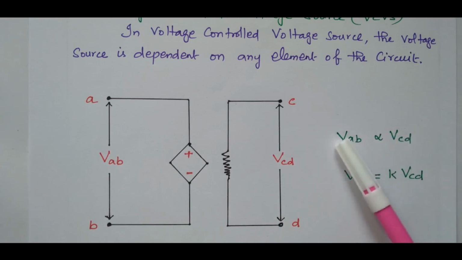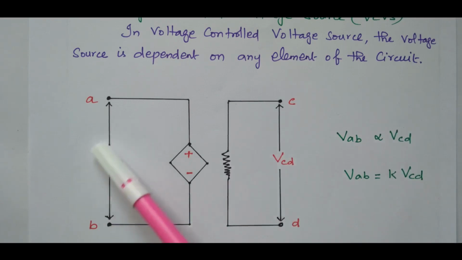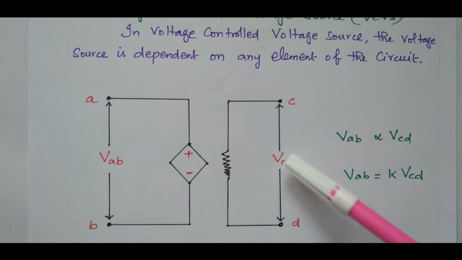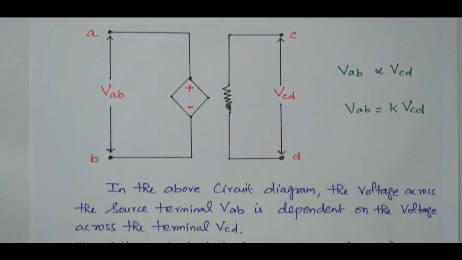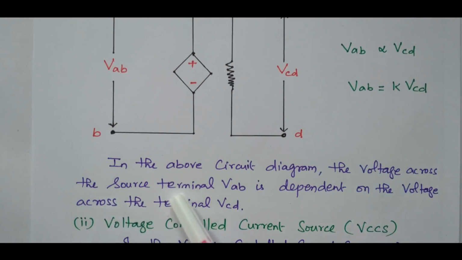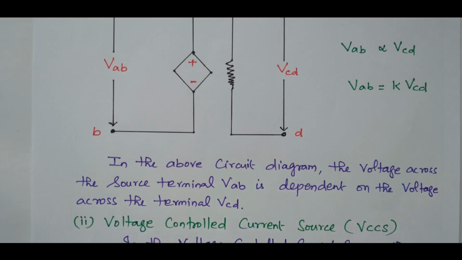Voltage controlled voltage source: if there is any change in VCD, this part, that will change the supply voltage also. So while equating, VAB equals, we need to introduce one constant, K, into VCD. This is a constant. So this is called a voltage controlled voltage source. This voltage will control the voltage source; either it will increase or decrease. So in the above circuit, the voltage across terminal AB is dependent upon the voltage across terminal CD. The VCD will control the voltage VAB.